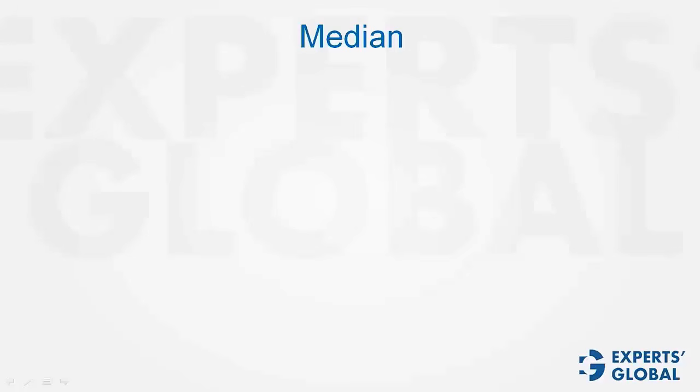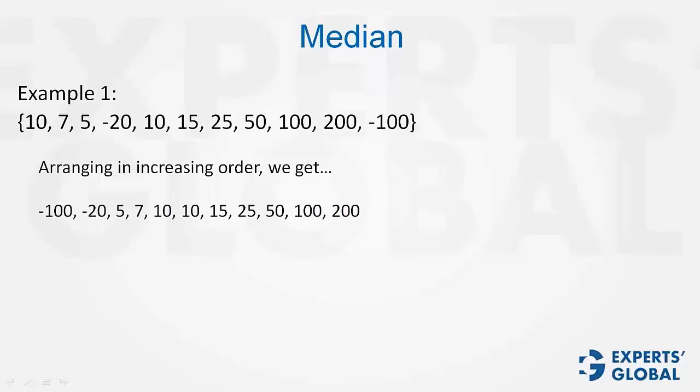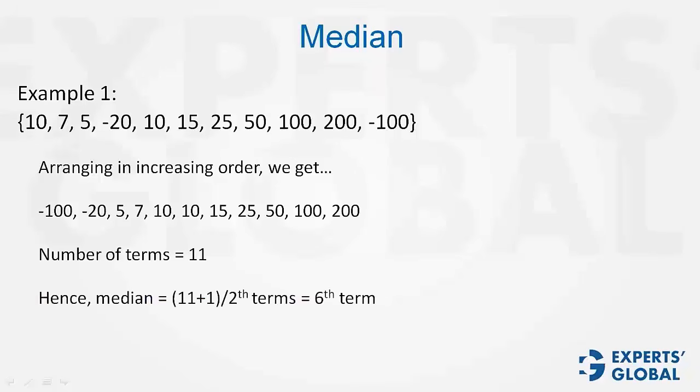Let's take some examples. The first example. This is a set. Let's arrange the terms in increasing order. We get this set. Number of terms is 11, and therefore median is going to be the 6th term. So the median is 10.